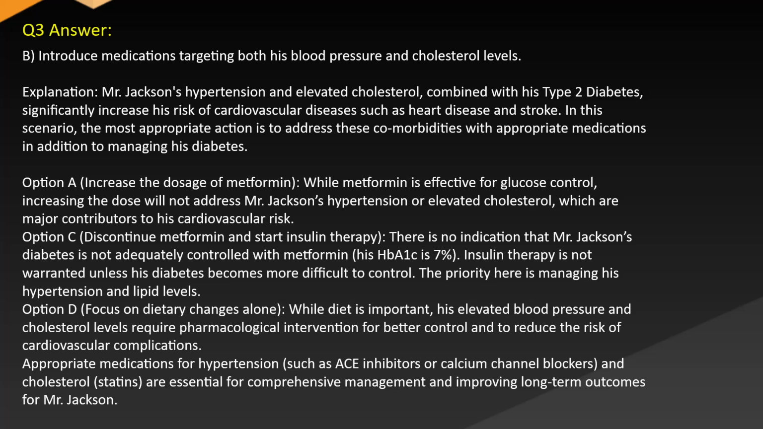Answer: B. Introduce medications targeting both his blood pressure and cholesterol levels. Explanation: Mr. Jackson's hypertension and elevated cholesterol, combined with his type 2 diabetes, significantly increase his risk of cardiovascular diseases such as heart disease and stroke. In this scenario, the most appropriate action is to address these comorbidities with appropriate medications in addition to managing his diabetes. Option A, increase the dosage of metformin. While metformin is effective for glucose control, increasing the dose will not address Mr. Jackson's hypertension or elevated cholesterol, which are major contributors to his cardiovascular risk.